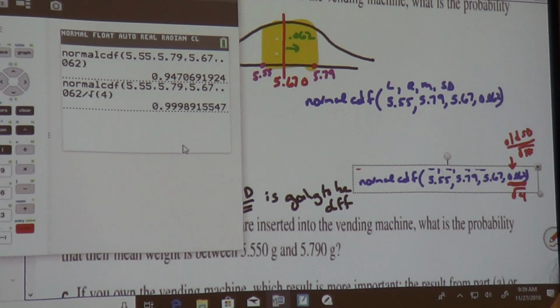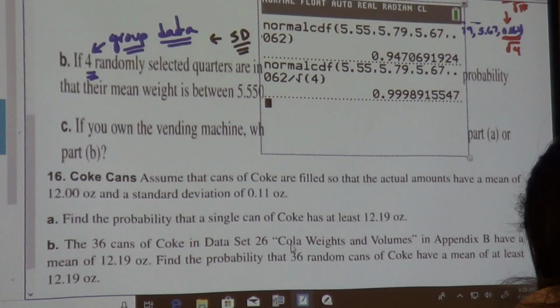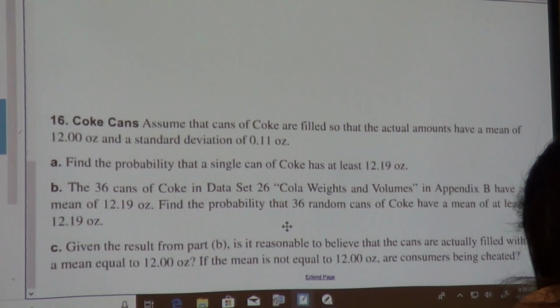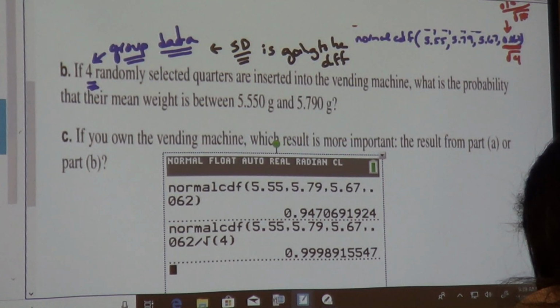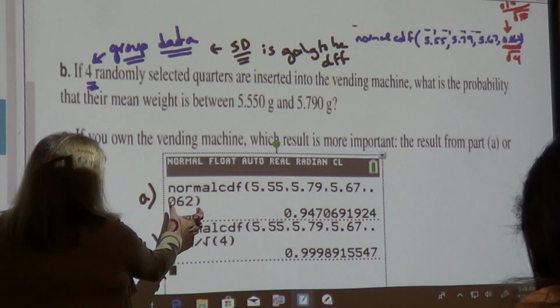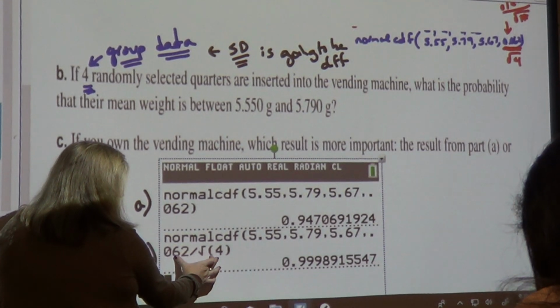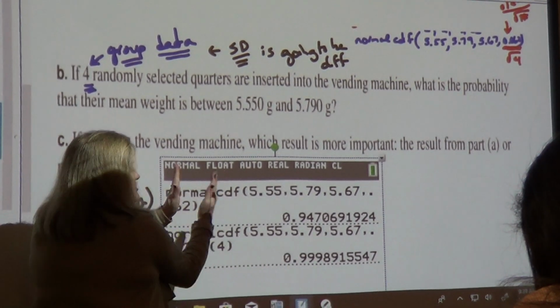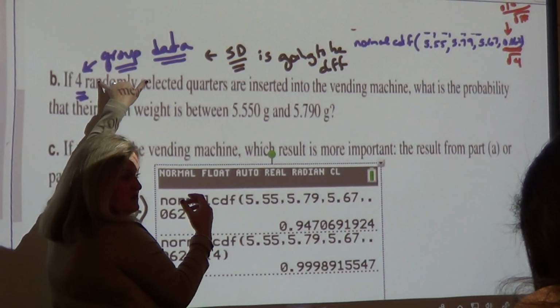There's your answer. So single data and group data, all I just did is I made my standard deviation skinnier. That's all I did. So this is the answer to part A. This is the answer to part B. Part A, your standard deviation is 0.062. Part B, your standard deviation is 0.062 divided by the square root of 4, because your standard deviation is skinnier because you've got several people in the picture.